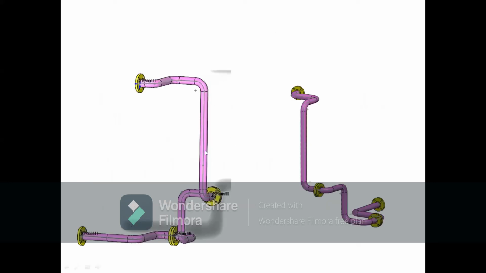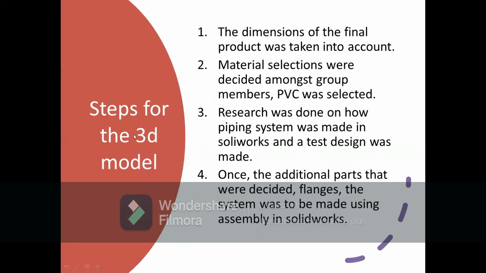Here we have the 3D models in SolidWorks. We have the two pictures here, giving different views of it. This was done in assembly in SolidWorks. The steps for the 3D model were as follows. The dimensions of the final product were taken into account. As in the sketch, the material selection was decided amongst the group members, as in we all had to decide which material was the best. We had meetings for this, as well as research sent to the group. Research was done on how a piping system was made in SolidWorks, and we had to test design. So we followed some inspiration online and whatnot, and we came up with a design on SolidWorks. Lastly, the additional parts were decided, as in flanges or valves. In this case, flanges were added to our assembly in SolidWorks.